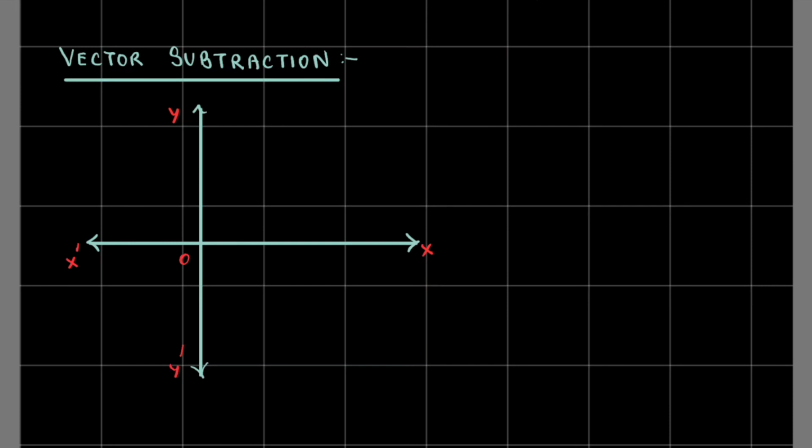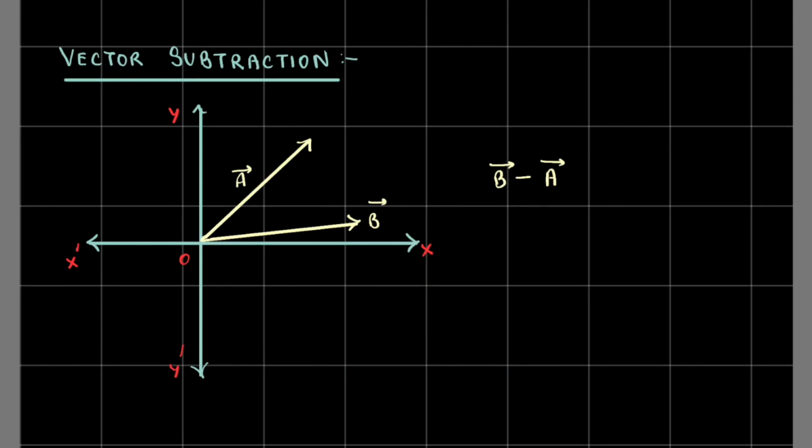Now I have an a vector and let's say a b vector. Okay, a vector and b vector. Now let's say I want to find b minus a.